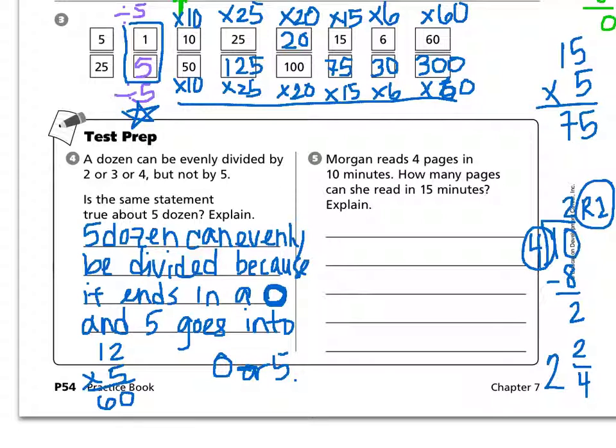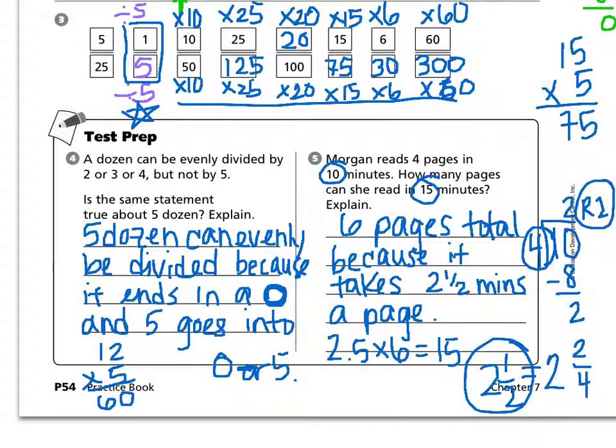This is actually reduced to 2.5. So for each page it takes 2.5 minutes. Well, in order to get from 10 to 15, I have 5 minutes, which means that it's 2.5 plus 2.5 minutes. So I could read 2 more pages, so 6 pages total. Make sure you show your work and have a written explanation for 4 and 5.